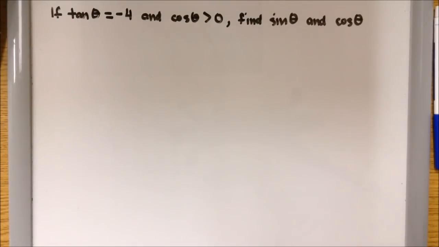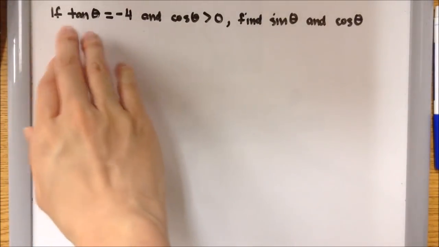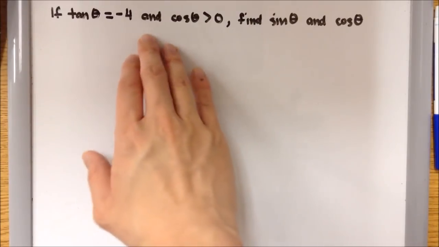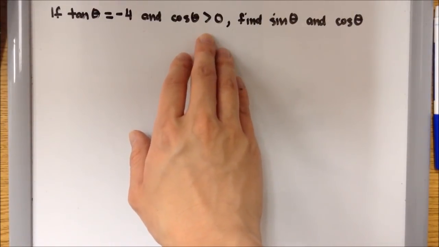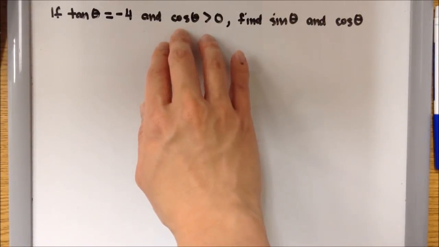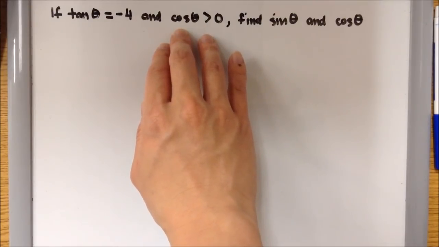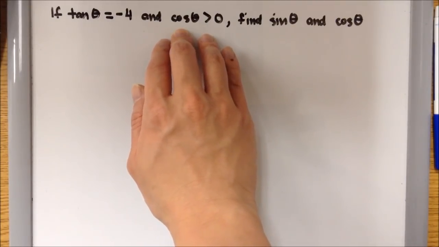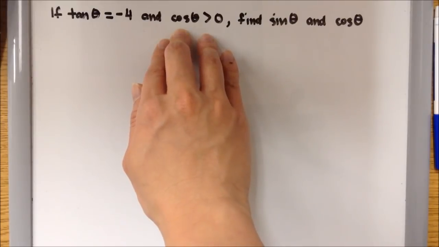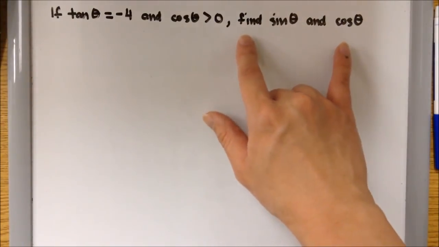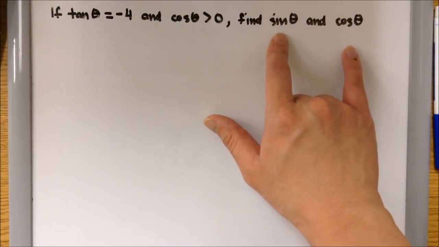Alright, in this example, it says if tangent theta equals -4 and cosine theta is greater than 0, again, when it says greater than 0, then the only thing you conclude from that is cosine theta is going to be positive. The question is, find sine theta and cosine theta.